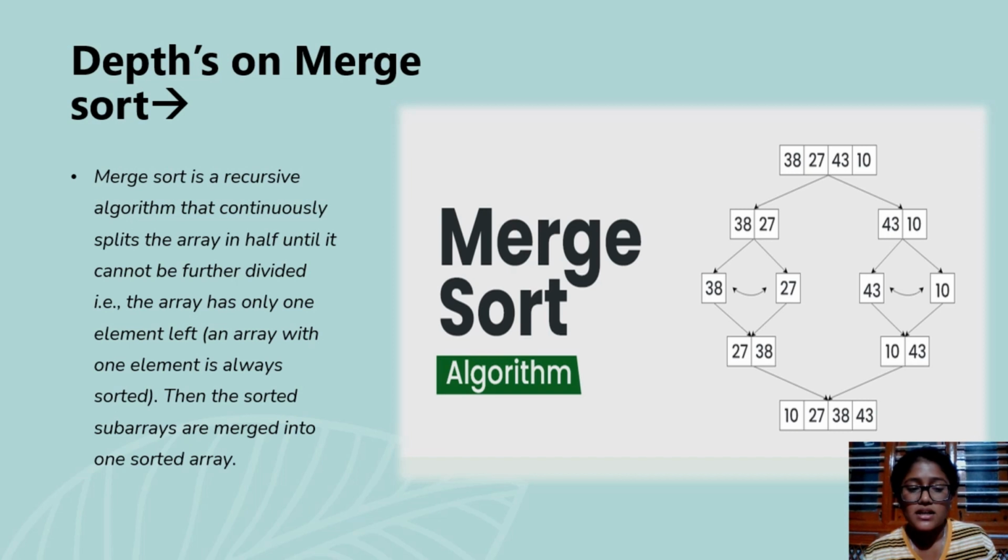In merge sort, we recursively split the array into smaller subarrays until it is no longer possible to divide them. Then we sort the subarrays and merge them to give out one output. I have taken the numbers 38, 27, 43 and 10 as our example. So now let's see its working.